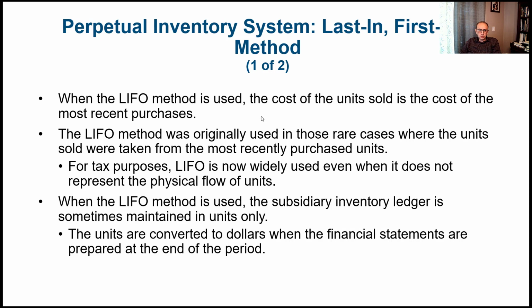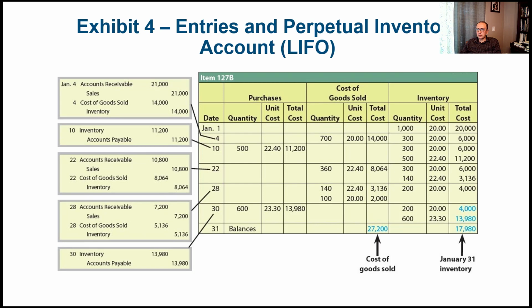When the LIFO method is used, the subsidiary inventory ledger is sometimes maintained in units only. The units are converted to dollars when the financial statements are prepared at the end of the period. So let's see the same example, but we are going to apply the LIFO approach. Again, the beginning balance is the same, 1,020 for a total of 20,000, and we sold 720. And again, whether it's FIFO or LIFO, it doesn't matter because we only have one batch. So the remaining balance is 300 at 20.